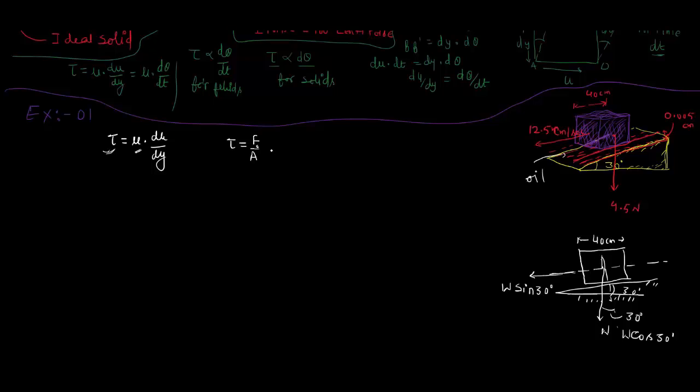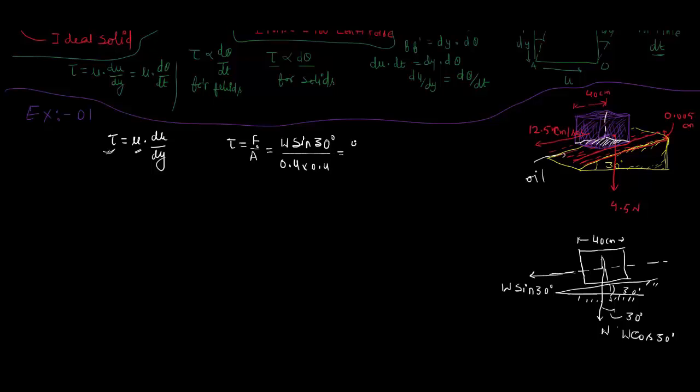So we know this one. This force is W sin 30. Alright, and the surface area is the block surface area, this part, this is the area. So we know this is a cubical block, so in this case the area will be 40 into 40 centimeter. I'm converting this to meter, that is 0.4 into 0.4.